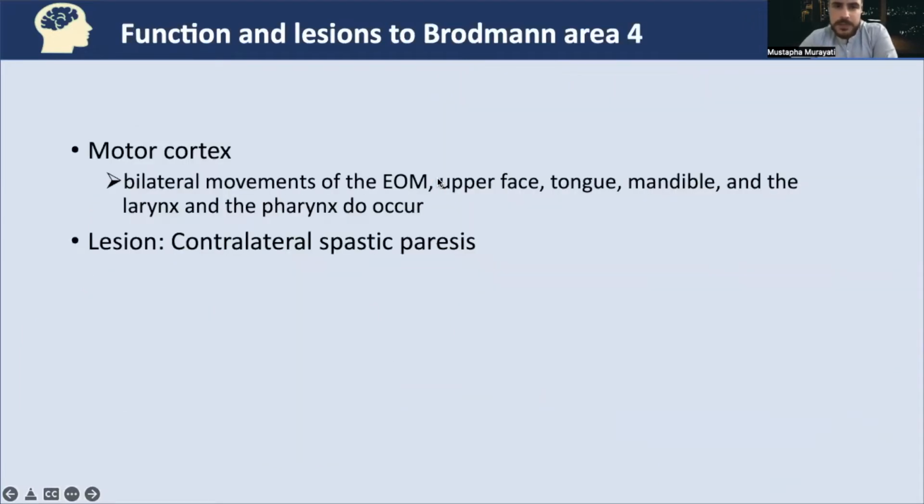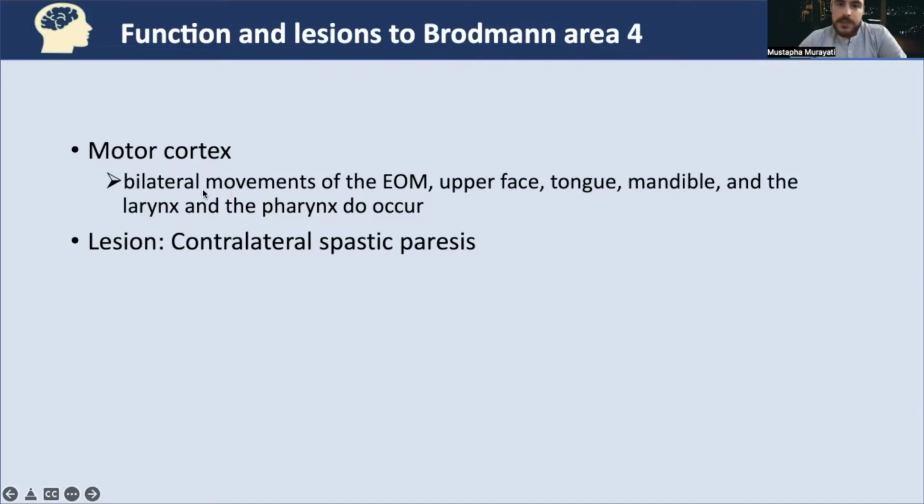Now let's talk about the functions and lesions that happen to this Brodmann area number 4. Well, we talked about how it's a motor strip. Major motor fibers descend from this area to the spinal cord or to the brainstem, to the head and neck structures. If there is a lesion in, for example, the right Brodmann area number 4 or precentral gyrus, we have contralateral spastic paresis, which is called an upper motor neuron lesion, on the left side. If the lesion is on the right, then the defect is on the contralateral side, the left side.